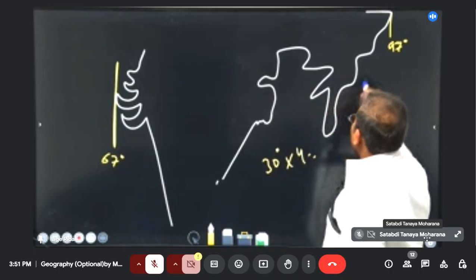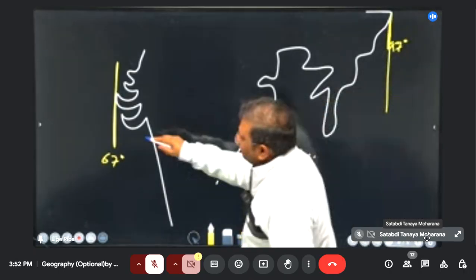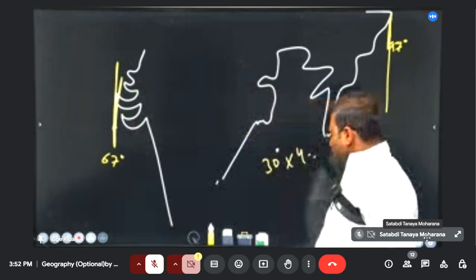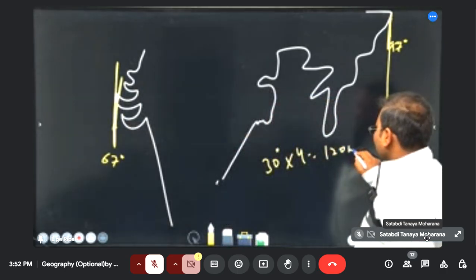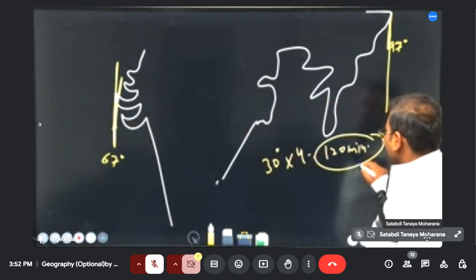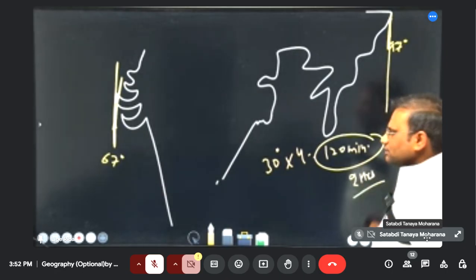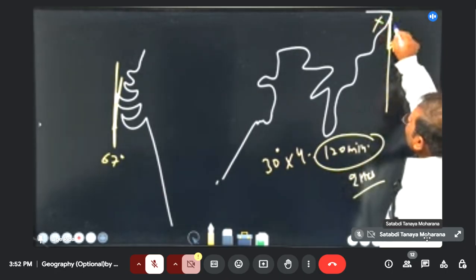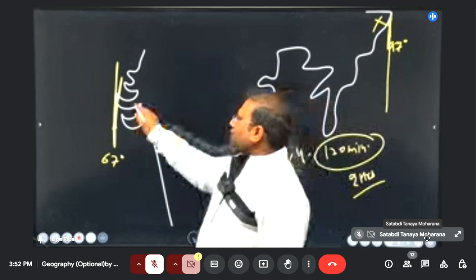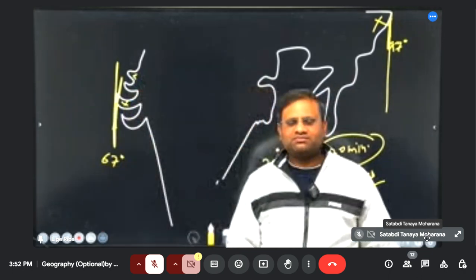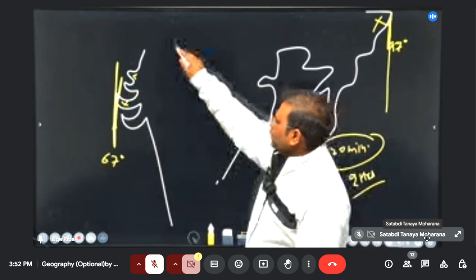So what is the difference between this line and this line, local time difference? You can calculate. It will come 120 minutes. 120 minutes means 2 hours. It means this Arunachal Pradesh is 2 hours ahead in time as compared to Gujarat, Rajasthan part. Each longitude has a difference of the time.